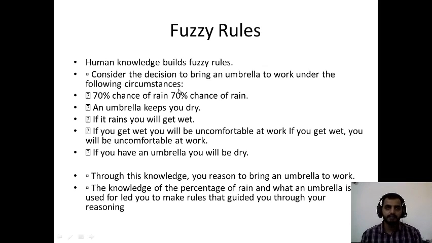Now what it says: human knowledge builds fuzzy rules, in the sense of how we try to develop things, how we try to make changes with reference to time. In the same way, a fuzzy system, or fuzzy rules, will also make some changes with reference to time.